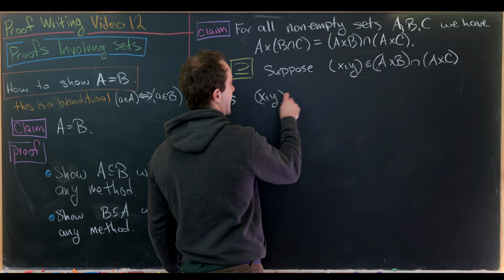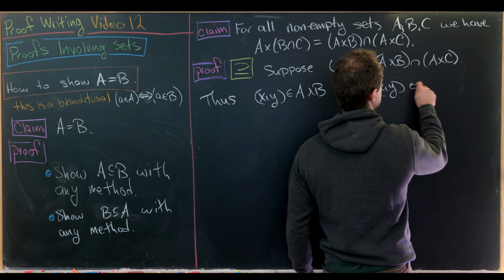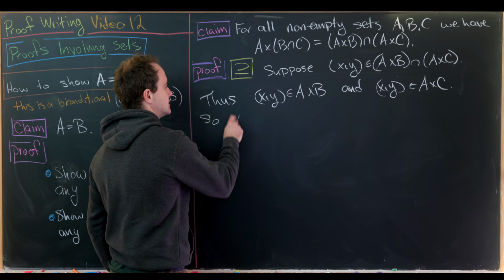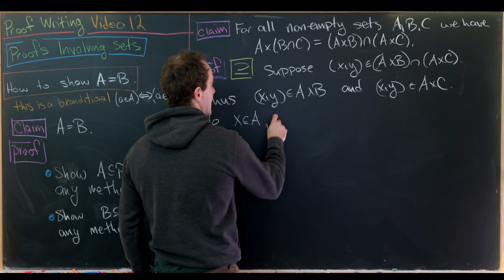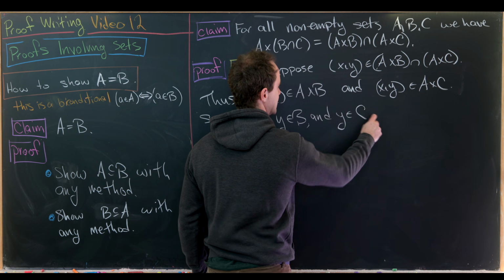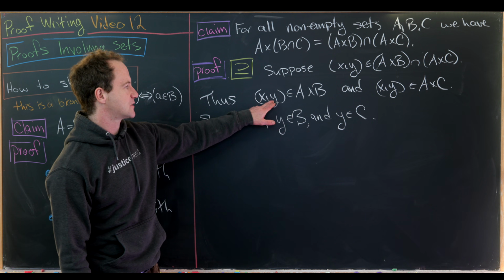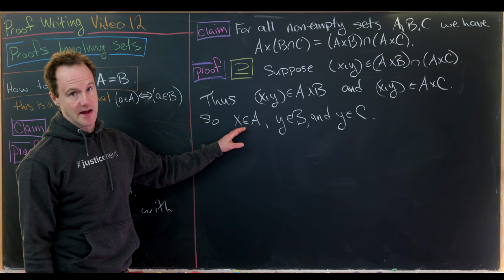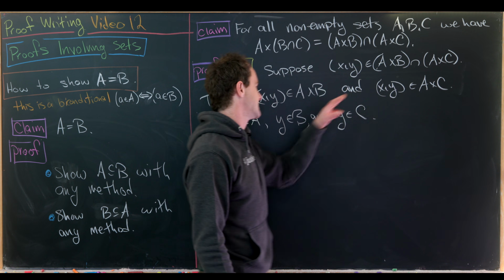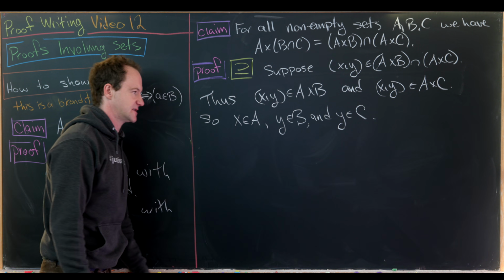So let's see what we get immediately. We see that xy is in A cross B and xy is in A cross C. But now let's decode each of those. So that means we have x is in A and y is in B and y is in C. So that's what we get from decoding this sentence right here. The fact that xy is in A cross B means x is in A, and it means y is in B. And then the fact that xy is in A cross C again tells us that x is in A. That's not new information though, but it tells us that y is also in C.